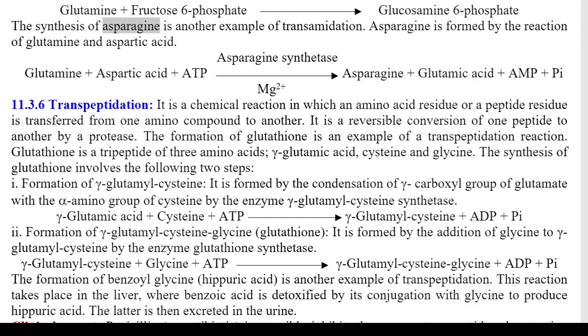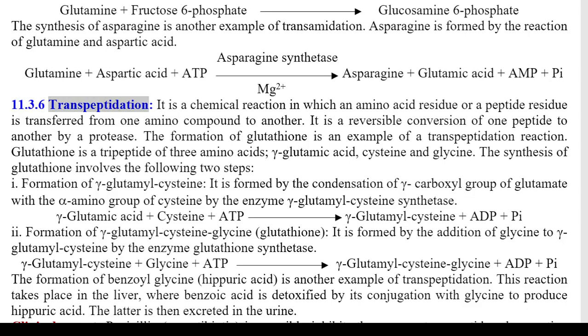The synthesis of asparagine is another example of transamidation. Asparagine is formed by the reaction of glutamine and aspartic acid. Asparagine synthetase: glutamine plus aspartic acid plus ADP gives asparagine plus glutamic acid plus AMP plus Pi, with Mg2+.